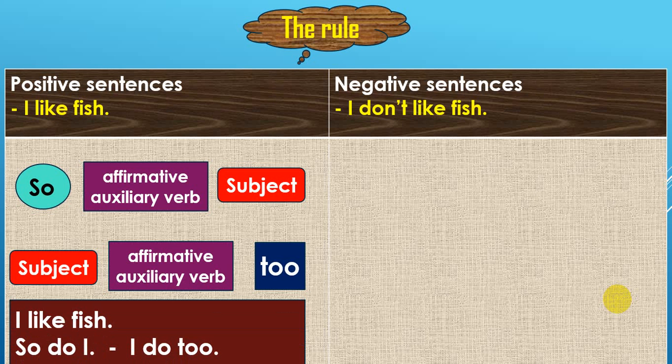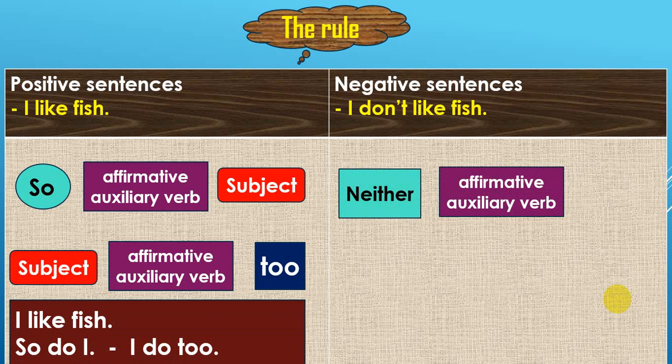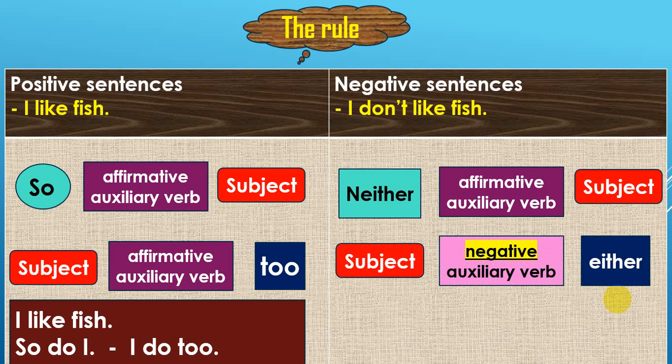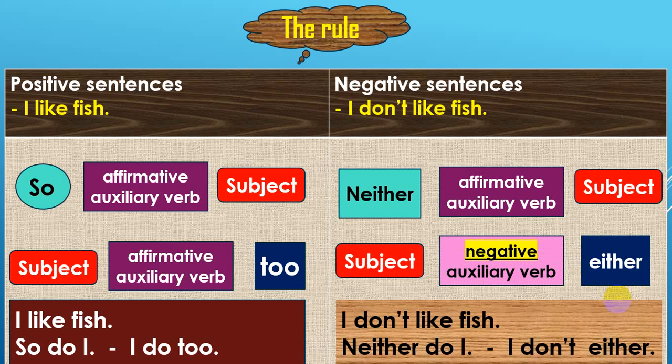For a negative sentence, for example, I don't like fish, I can use neither, neither followed by affirmative auxiliary verb, then the subject. Or I can put the subject at the beginning of the sentence, followed by the negative auxiliary verb, then I put either. So I don't like fish. It will be neither do I, or I don't either.